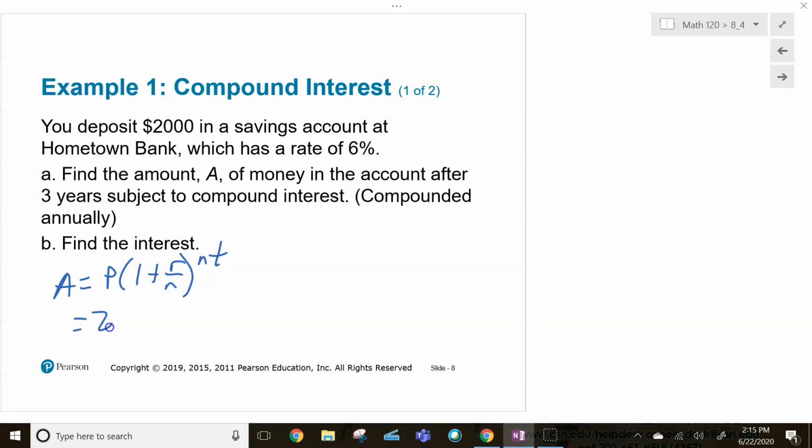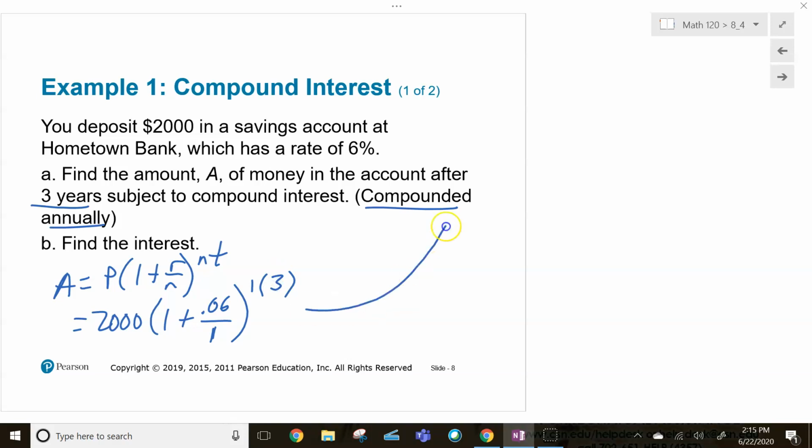So we're putting $2,000 in. That's our present value, our principal amount. It has a rate of 6%, so 0.06 on the interest rate. Now, how many compoundings per year? It says annually, so once per year is how often they kick out the interest. So N is 1, and then T, time in years, is 3 years.